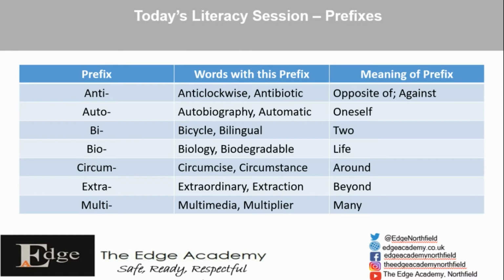So the prefix anti means the opposite of or against. So you've got anticlockwise, so it goes in the opposite direction to clockwise, and antibiotic. Auto, for example, autobiography or automatic. Bi, bicycle or bilingual. If you're bilingual, you can speak more than one language. Bio for biology and biodegradable, and the meaning of that prefix is life. Circum, for example, circumstance, or you can circumnavigate the globe, which means you go around the world. Extra for extraordinary or extraction. And finally, multi for multimedia or multiplier, which means many.